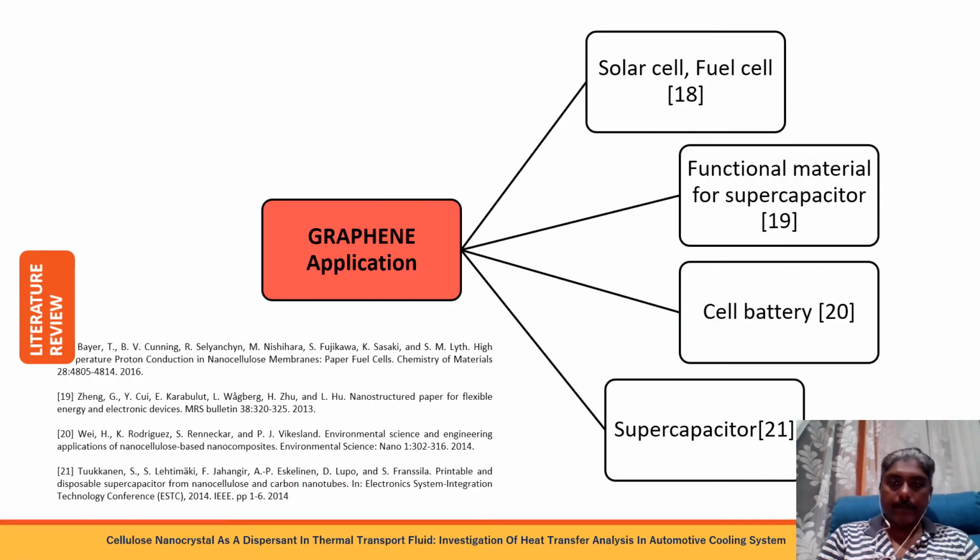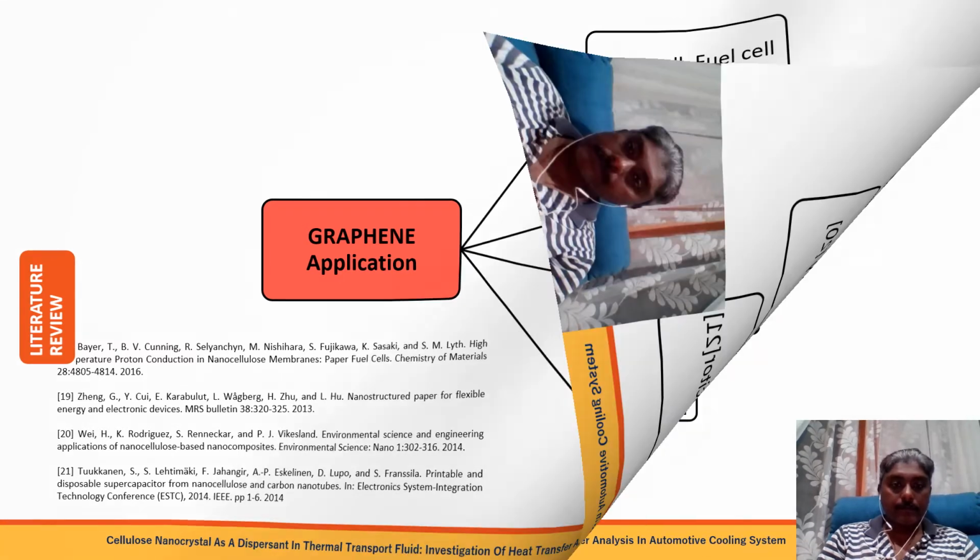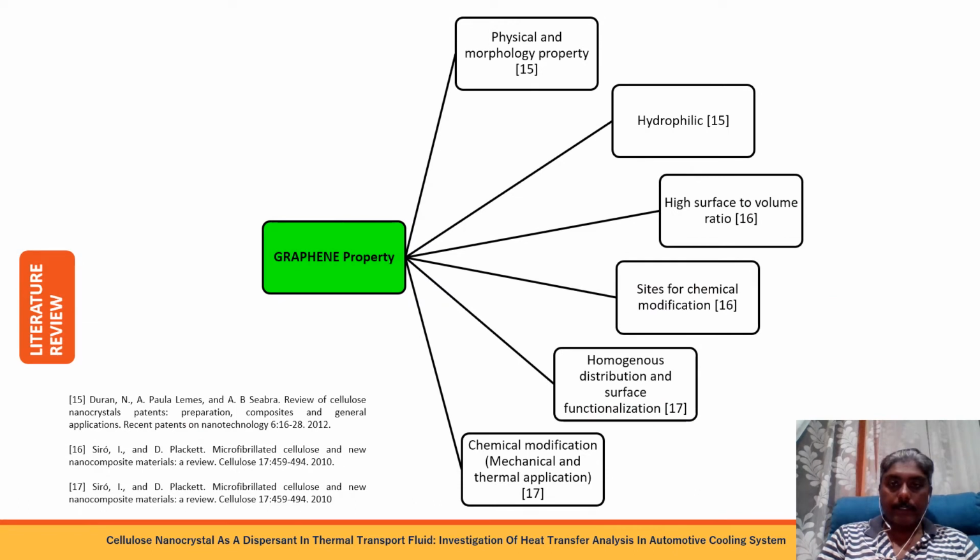So when we talk about graphene, it is a single layer of carbon. It can be used in fuel cells and supercapacitors as well as batteries. And graphene is important because it has high thermal conductivity, in that it can reduce heat by 1000 watt per kelvin. So these are the graphene properties. It has high physical and morphology properties, is hydrophilic, has a high surface to volume ratio, allows chemical modification, and is also biodegradable.